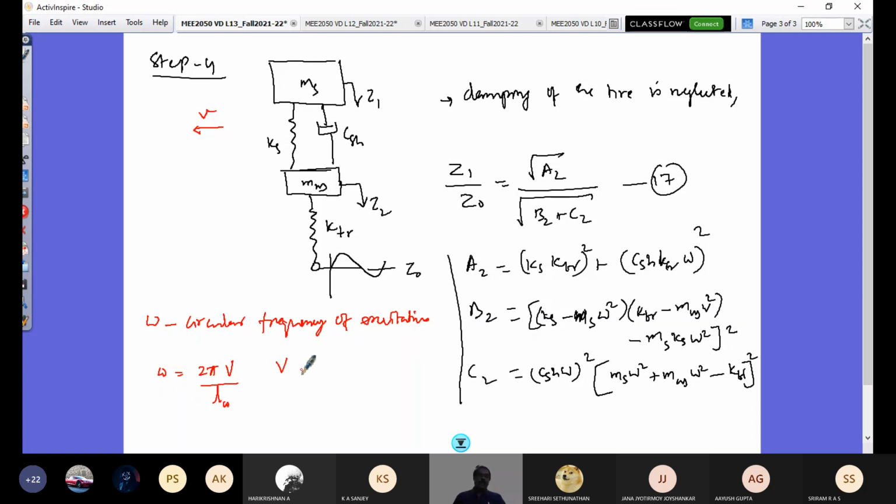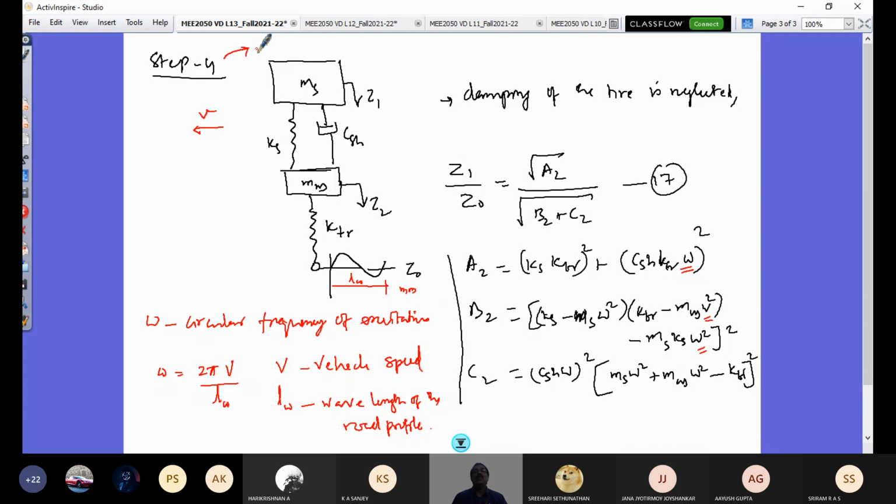So here v is vehicle speed. You can be given a problem where you would be given vehicle speed, so you know what my excitation frequency in the system is. And L omega is the wavelength of the road profile, whether in meters or in mm. Vehicle speed divided by L omega gives the frequency of excitation in hertz, and multiplying that with 2 pi, I get the circular frequency of excitation, and that is what is appearing in this equation. So what we are doing here is to get this amplitude ratio.